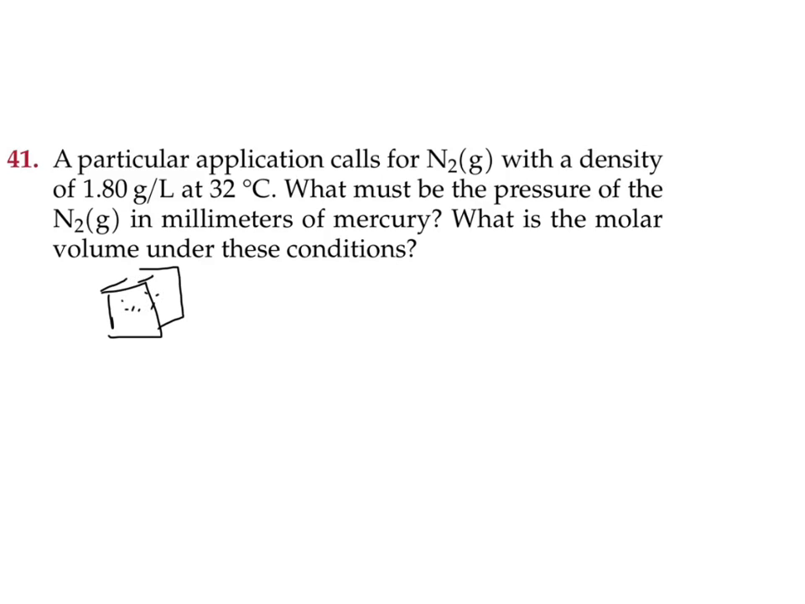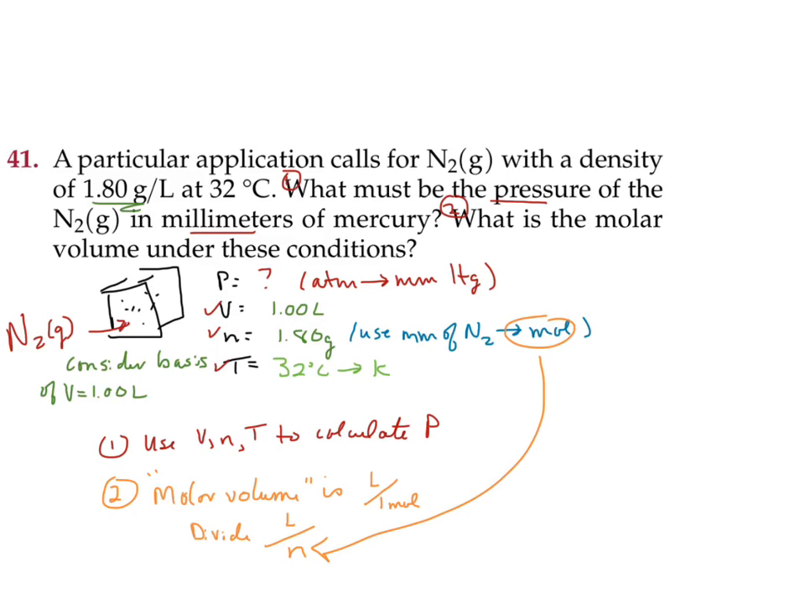It's 36. Extra page. These two are just a little bit different. They go ahead and give you, again, the grams per liter. They give you a particular temperature, and they're after pressure. Notice that they're after pressure. You're going to get it in atmospheres from using the R value that we're using, and you're going to want to convert it to millimeters of mercury.